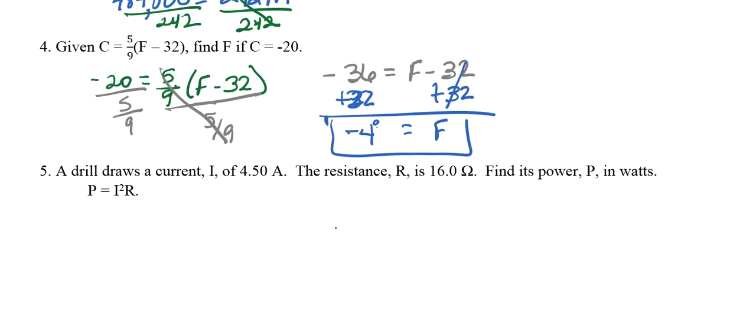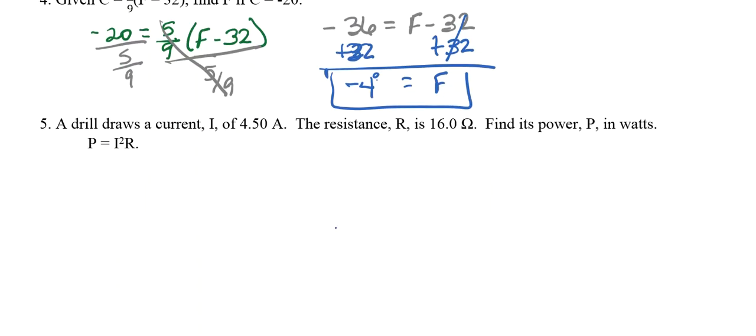So our last one here is a situation. A drill draws a current I of 4.5 amps. The resistance R is 16 ohms. Find its power in watts. And here's our formula. I'm looking for P. That's handy that they're having me solve for what's already isolated. I is 4.5. I'm going to not forget to square that. And then I'm going to multiply it by R, which is 16. So I can just go ahead and plug in. 4.5 squared is 20.25. 20.25 times 16 gives me a P of 324.